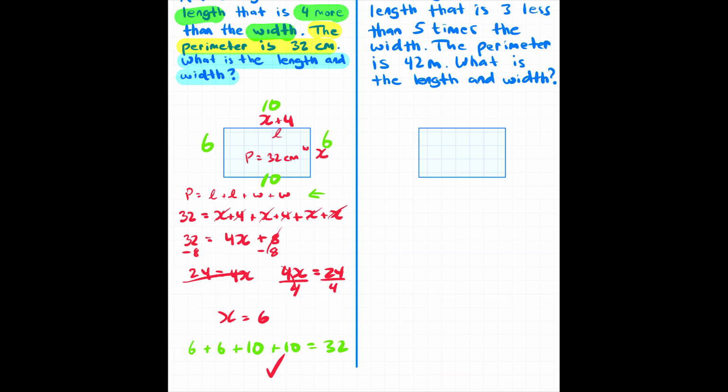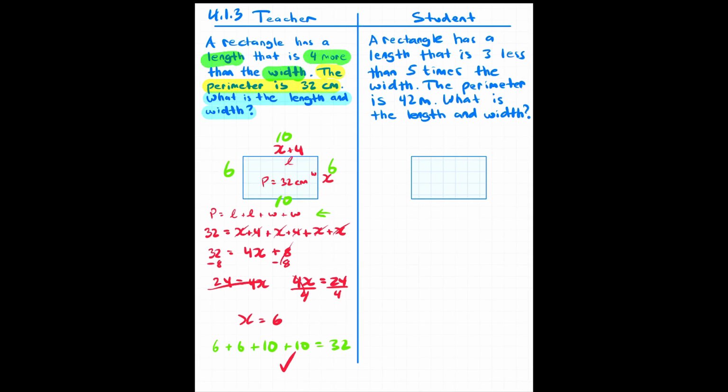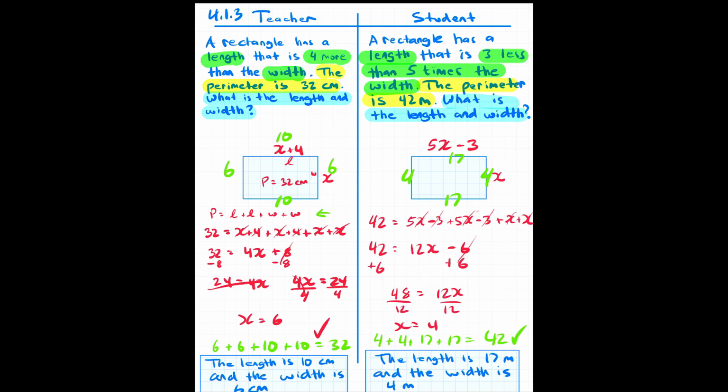Okay, so I want you to try the same thing, but on the example to the right. Okay, so the question is very similar. The only thing that's different is the setup of the length and the width. So it says it's 3 less than 5 times the width. So if I make the width a value of x, this will be 5 times the x minus that 3. And then we just do the same work that we did in the last one and calculate our x, check to make sure our values are correct.